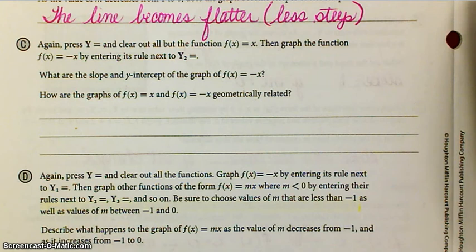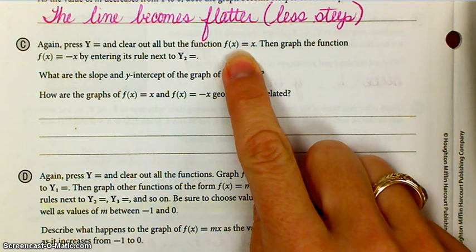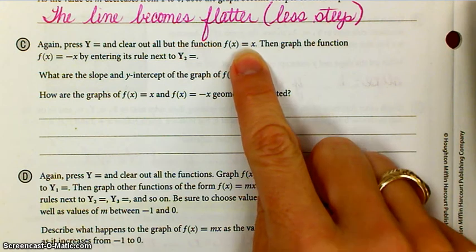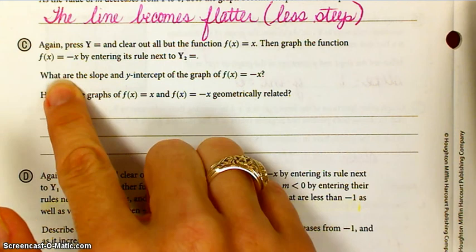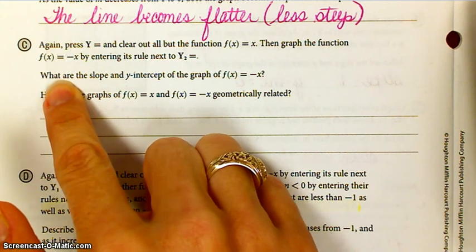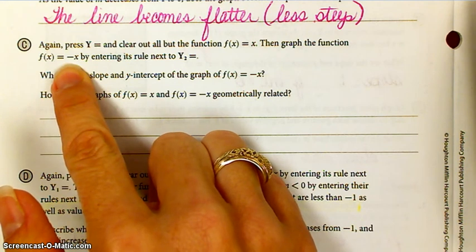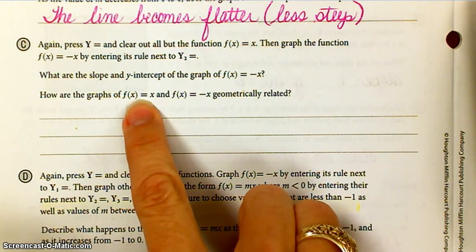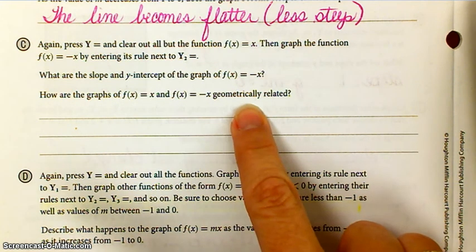Remember that our parent function, f of x is equal to x, the slope was 1, because that is the unwritten coefficient in front of the x, and the y-intercept was 0. Then we put in f of x is equal to negative x, and it's asking what are the slope and the y-intercept of f of x is equal to negative x. Well, the slope is negative 1, and the y-intercept is still 0. So how are the graphs f of x is equal to x and f of x is equal to negative x, how are they geometrically related?